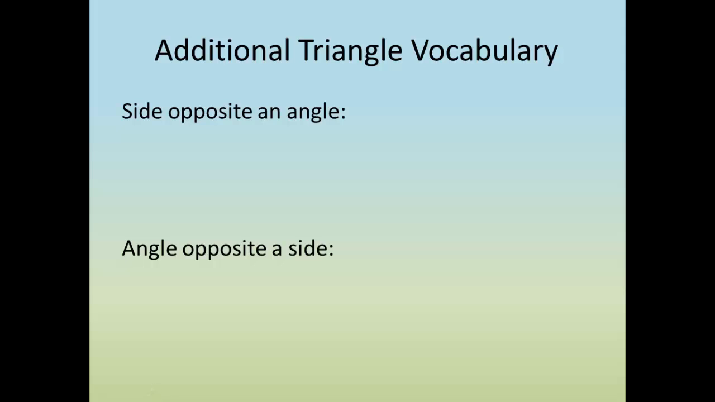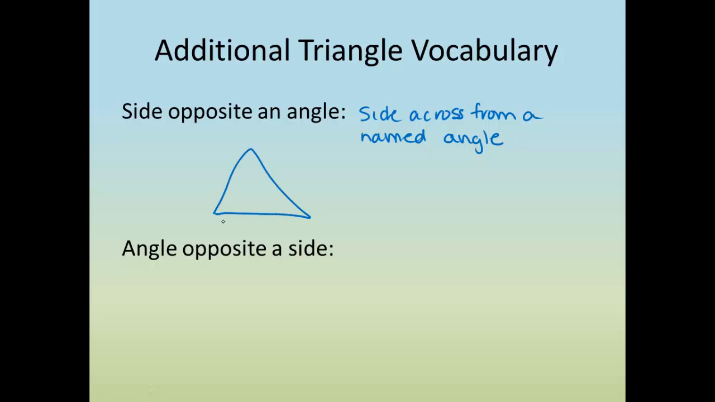The last two vocabulary words are talking about opposites, sides and opposite angles. I'm going to write the definitions and I'm also going to draw some pictures. A side opposite an angle is the side across from a named angle.